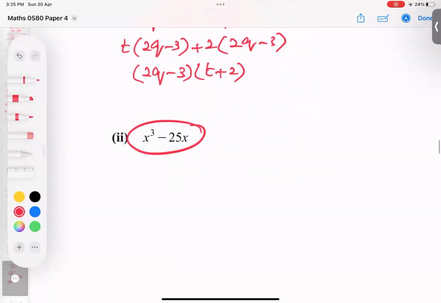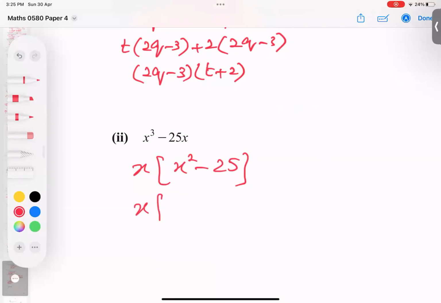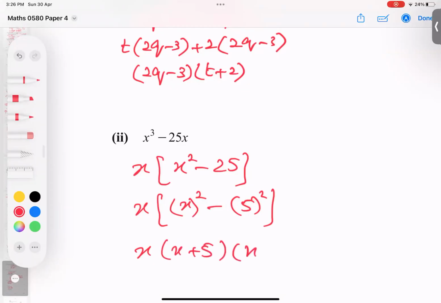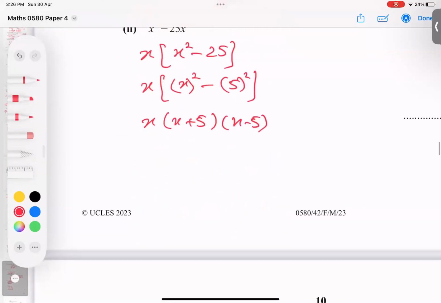Step number 1, what is common from both? X common. Out of 3 x's, 1 gone, x squared left. Some students stop this question here. No, dear. You have right, it's 2 terms. What term squared gives you this? So x. What number squared gives you 25? So 5. And whenever there is negative in the middle and 2 separate squares, 1 time add and 1 time subtract. And this is my final answer.